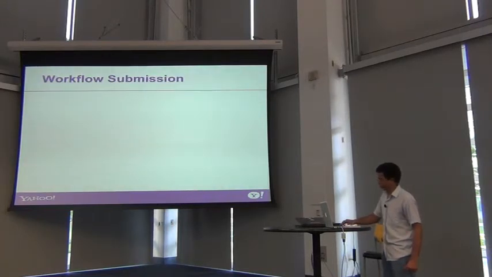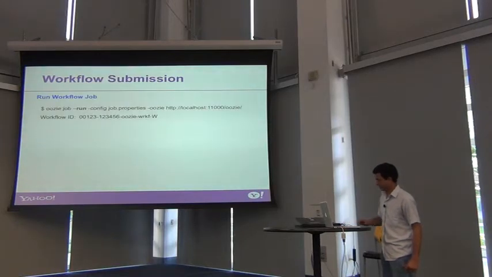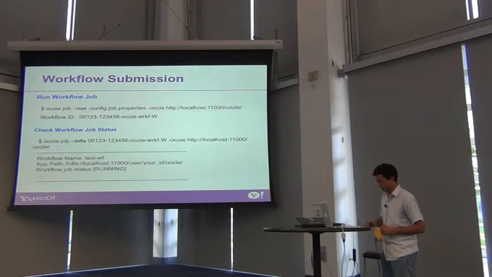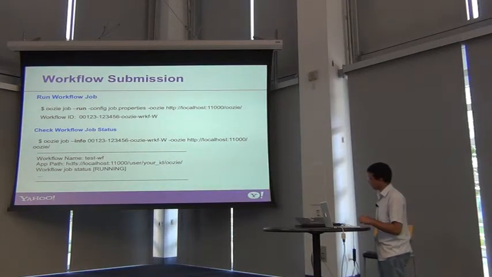And now I'll just show how to submit it. For submitting, you need to run the workflow job. For that, we have the run command. Once we run the run command, we get this workflow ID. Using this ID, we can query the status of the job using the info command. I'll quickly show these two things on the command line.